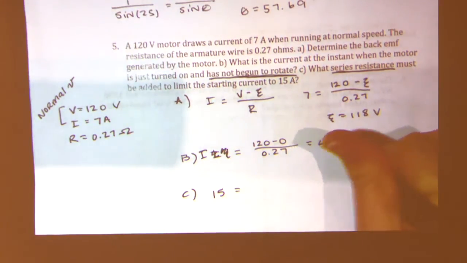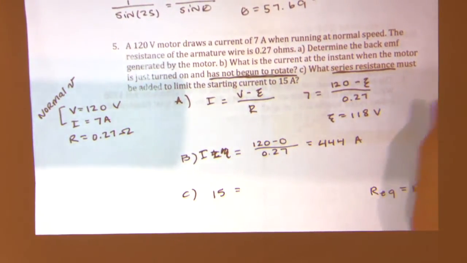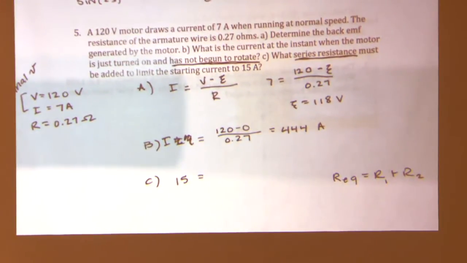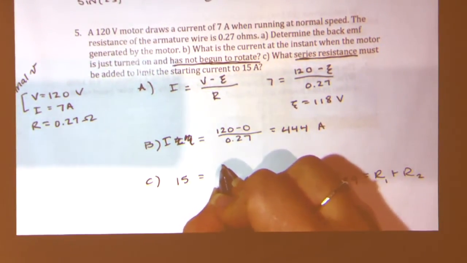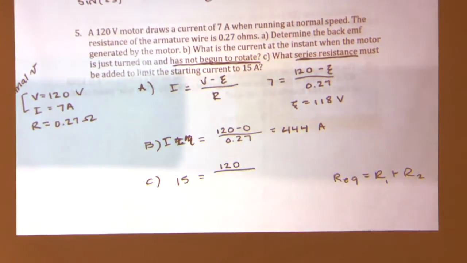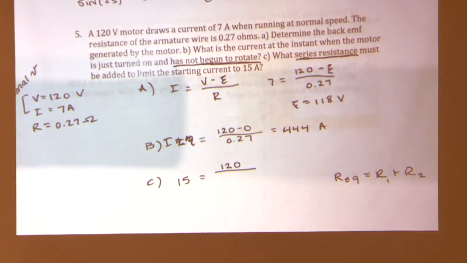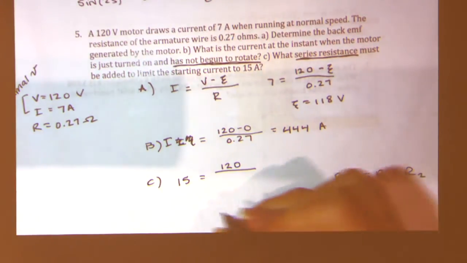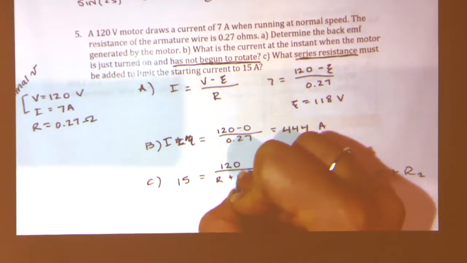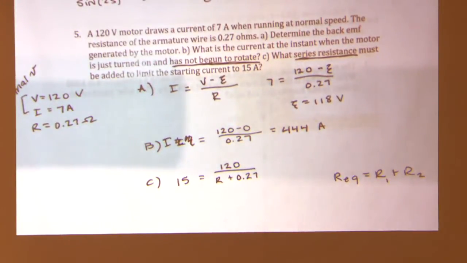that our R equivalent is just going to equal R1 plus R2. Once again, we're going to be using the same equation. We're just going to have our 120 volts. We're not going to take into account a back EMF for this one. And we're going to add a resistance to our 0.27 resistor that we already have in the circuit. Okay, so we'll just be solving for that R, and whatever you get for that will be your answer.